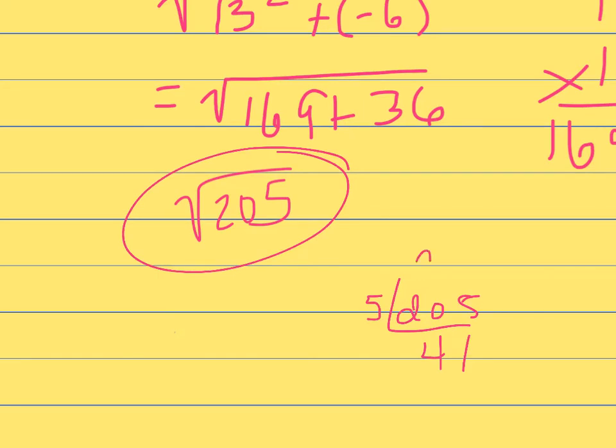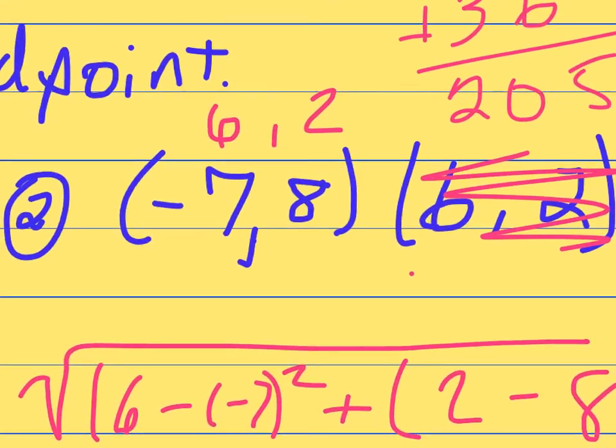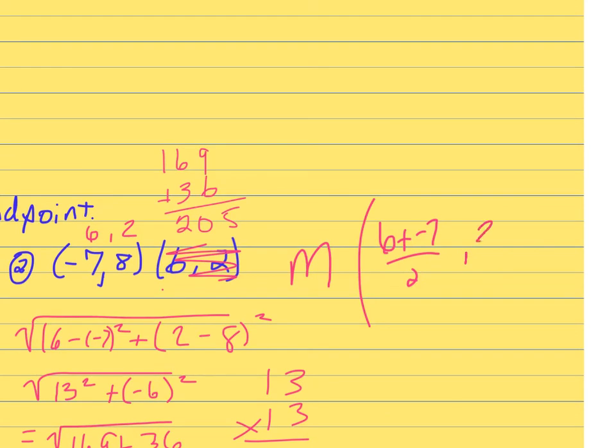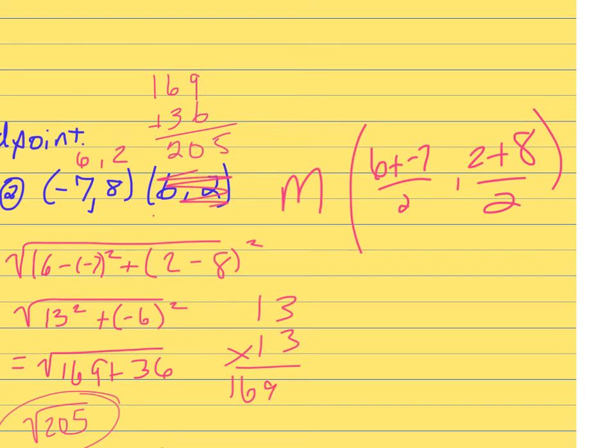Oh, my bad. Okay, this is 205. That still looks like an S. No better. All right, now to find midpoint. We're going to use our same points right here. To find my midpoint, I have 6 plus negative 7. Yes, you can write 6 minus, but, and then 2 plus 8, right? Well, what's 6 minus negative 7? 6 plus negative 7. So I have negative 1/2, comma what? 5. There you go.